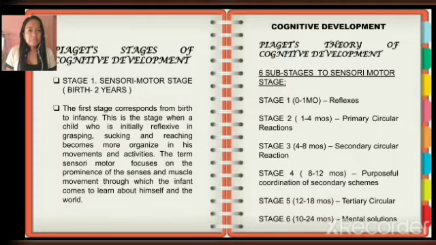And in this stage, there are 6 substages. Stage 1, the reflexes, ranging 0 to 1 month. Stage 2, ranging from 1 to 4 months, primary circular reaction. Stage 3, 4 to 8 months, secondary circular reaction. Stage 4, 8 to 12 months, the purposeful coordination of secondary schemes. Stage 5, 12 to 18 months, tertiary circular reaction. And lastly, stage 6, 18 to 24 months, mental solutions.